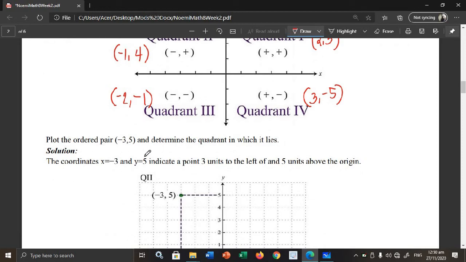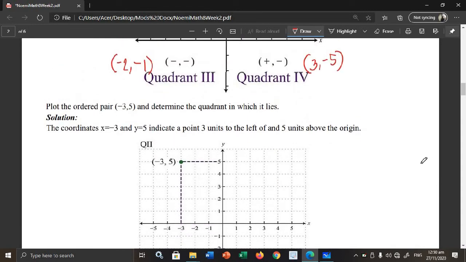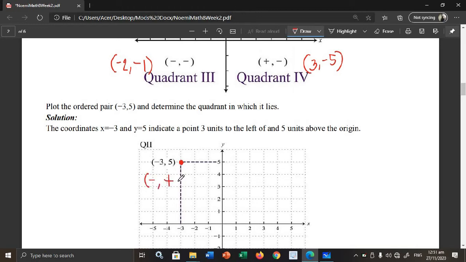So, plot the ordered pair, negative 3 and 5, and determine the quadrant in which it lies. So, ayan, pinlot niya yung negative 3 and 5. And then, yung plot niya nandito, which is yung quadrant 2. As you can see kasi, sa quadrant 2, x is negative. Negative si x, positive si y. So, obviously, the given ordered pair lies on quadrant 2.